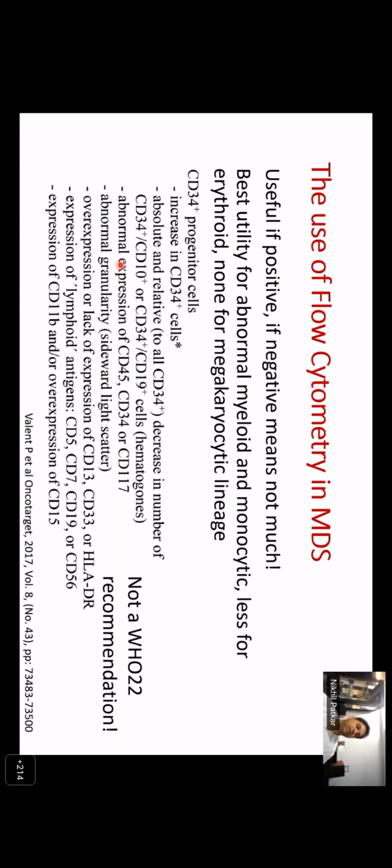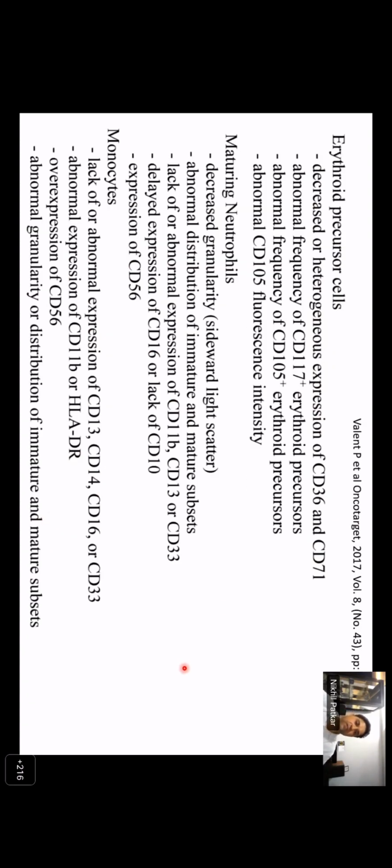You can have a variety of abnormalities, especially in blasts, which are CD34 positive or CD117 positive. You can have a decrease in hematogones. You can have abnormal expression intensity of CD34 or CD117, abnormal granularity, overexpression of CD133 or HLA-DR, expression of aberrant antigens such as CD7 and CD56, and expression of granulocytic or mature antigens such as CD11b and CD15. Sometimes erythroid cells are also abnormal, showing decreased expression of CD71 or CD36. You can have abnormal numbers of CD117 or CD105 positive erythroid precursors.